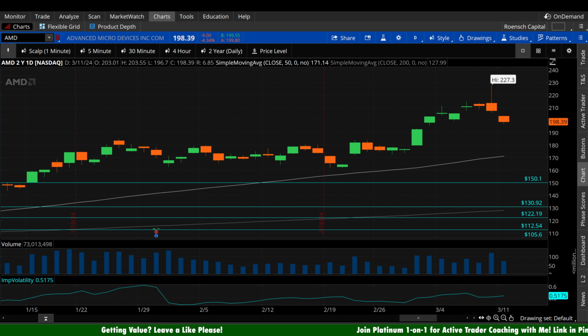Bulls, priority number 1 tomorrow. This is really what you're looking at if you're a bull tomorrow on AMD, at least in my opinion, and I think most people would agree. A reclaim of $200 a share and a close above $200 a share, spending as much time intraday above that level as possible and then closing above that level. That's a beautiful sight if you're a bull on AMD in the very short term.